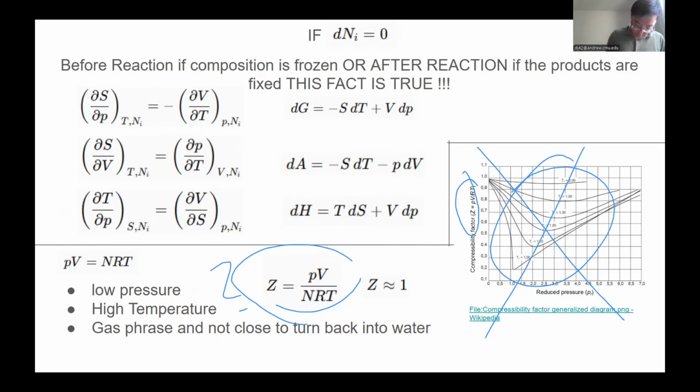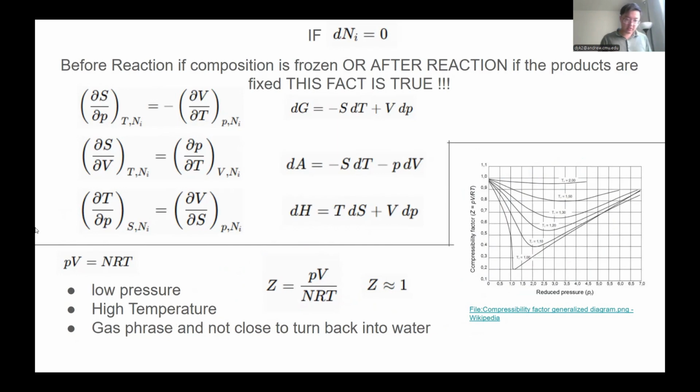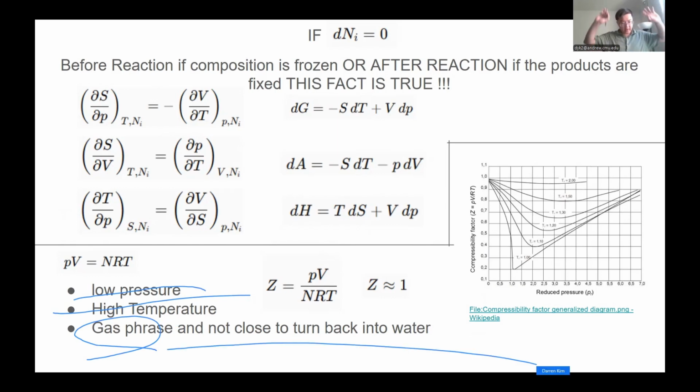And there's a lot of assumptions like low pressure, high temperature, and there's a gas phase and not close to turning back into water or liquid. Should say liquid. Yeah, for now we'll say that. There's probably more restrictions I'm not thinking of, but for now those are the main restrictions. Low pressure, high temperature. Honestly, these you don't really think about. You just have to say it's a gas and it's very far away. Just high temperature, whatever. But that's how I remember it.